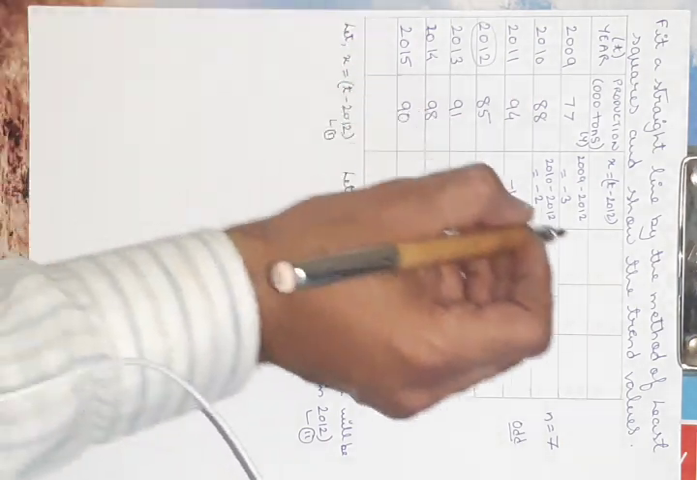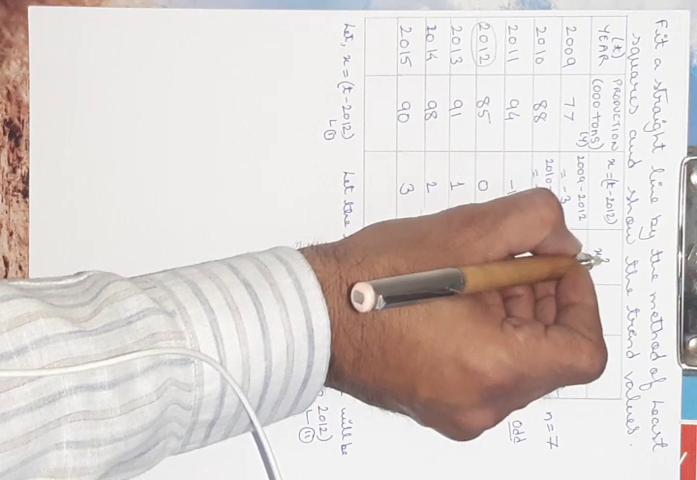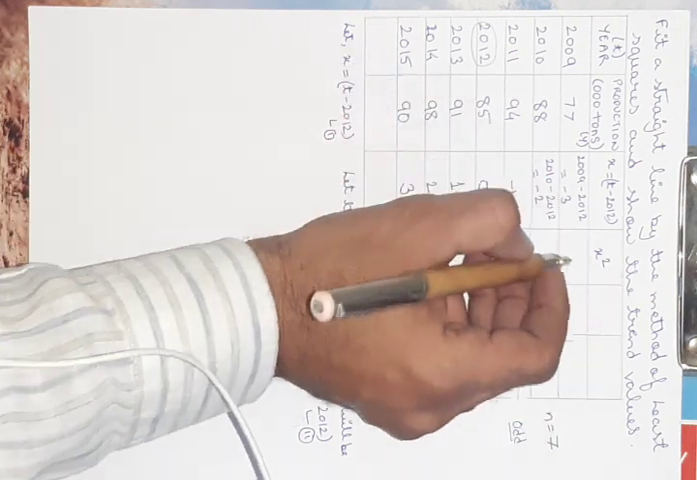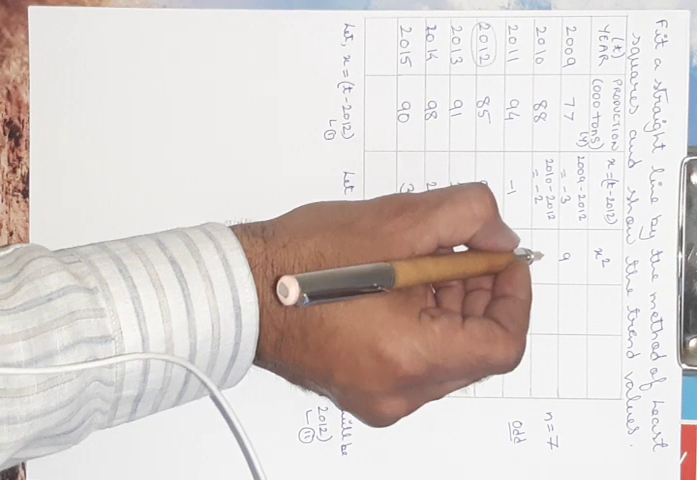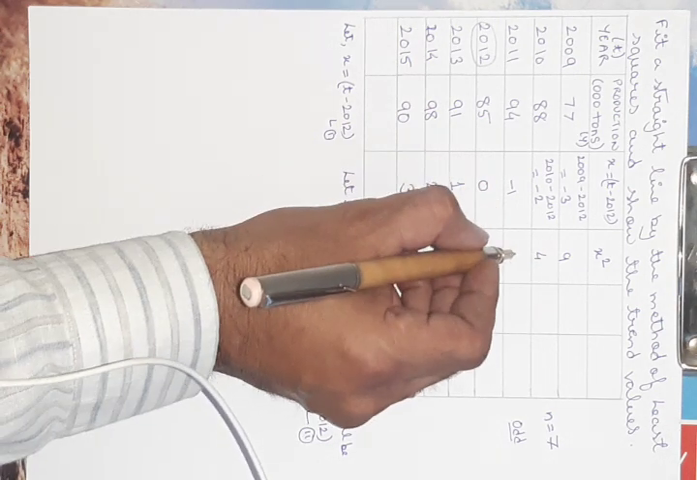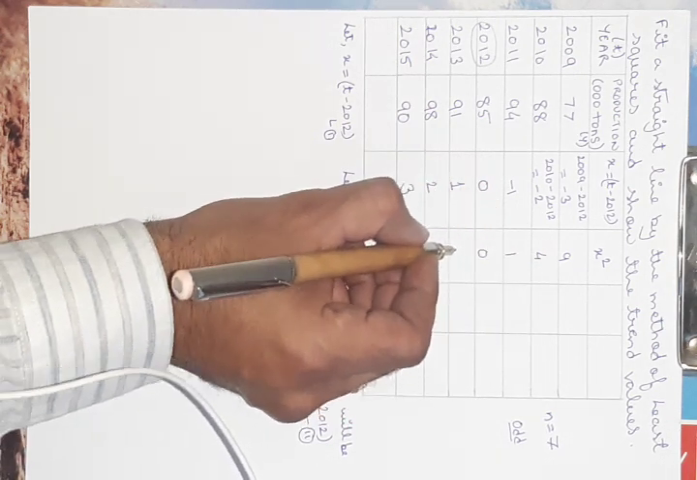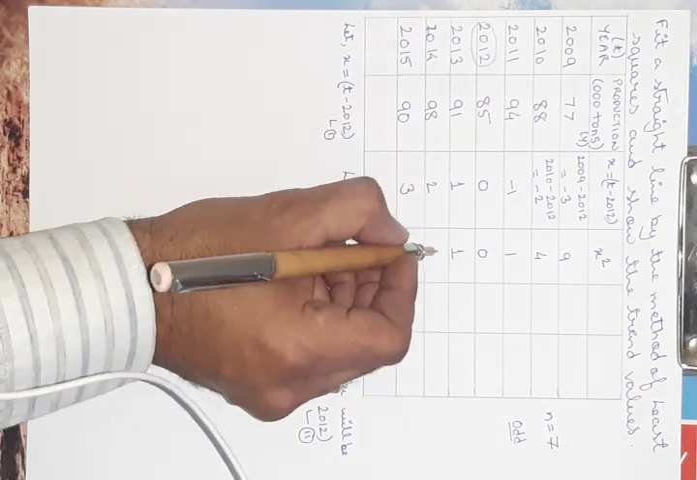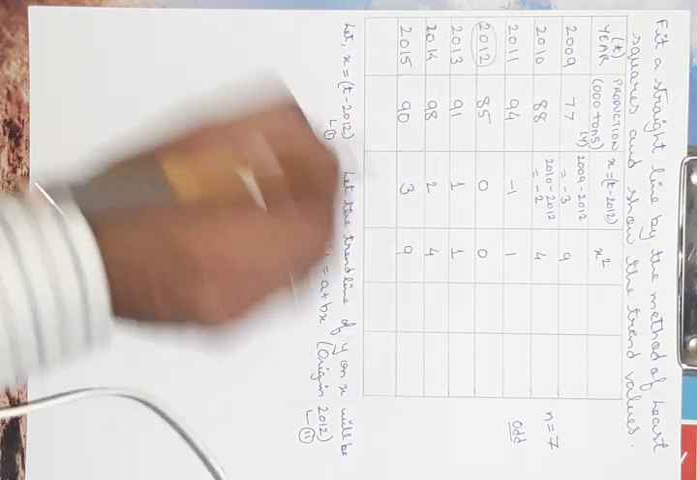Similarly, friends, in the next column we need to calculate the value of x square. Minus 3 square, that is 9, minus 2 square, that is 4, minus 1 square, that is 1, this is 0, 1 square, again this is 1, 2 square, this is 4, and 3 square, this is 9.